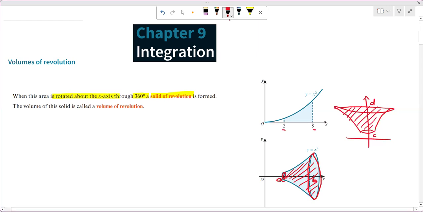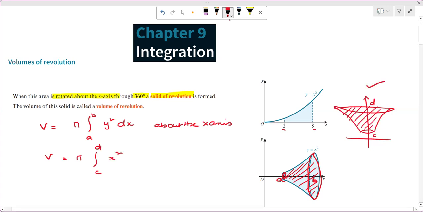So now see here. First of all, I will write the formula. Volume is equal to pi integral from A to B of y square dx. With respect to x means you have to consider x values. This is about the x-axis. And if it is about the y-axis, the volume will be pi integral from C to D of x square dy. With respect to y means you should consider y values. So about the y-axis. Okay, so how to find this volume?